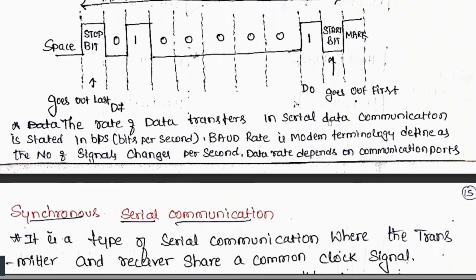The rate of data transfer in serial communication is stated in bits per second, and baud rate in modern technology, which is defined as the number of signal changes per second. Data rate depends on the communication port.